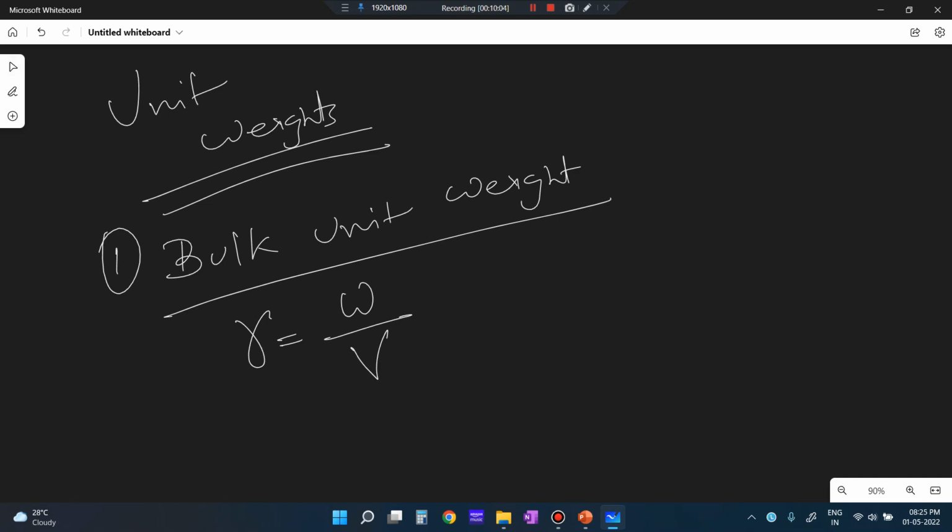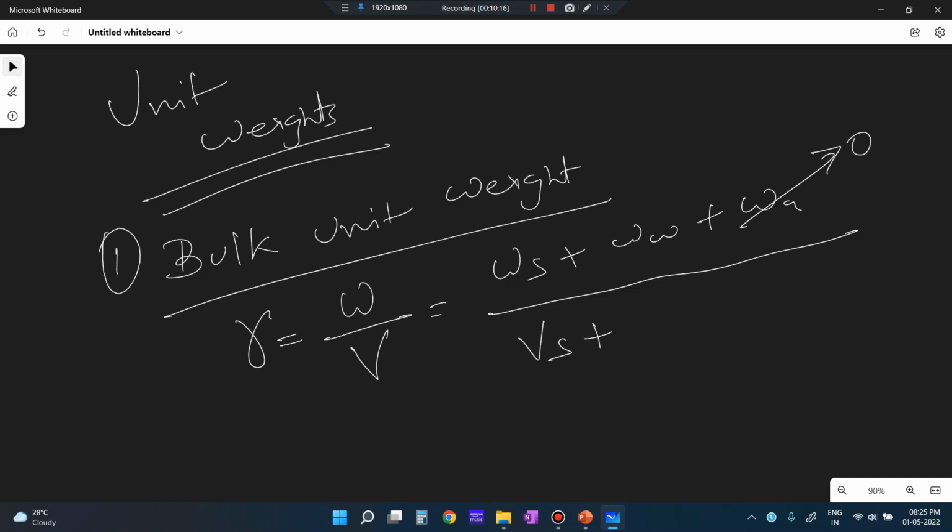Total volume. So you can write it like this: weight of the soil means weight of the soil solid plus weight of the water plus weight of the air, which is 0, to the total volume of soil, which means the volume of soil solids plus volume of voids.